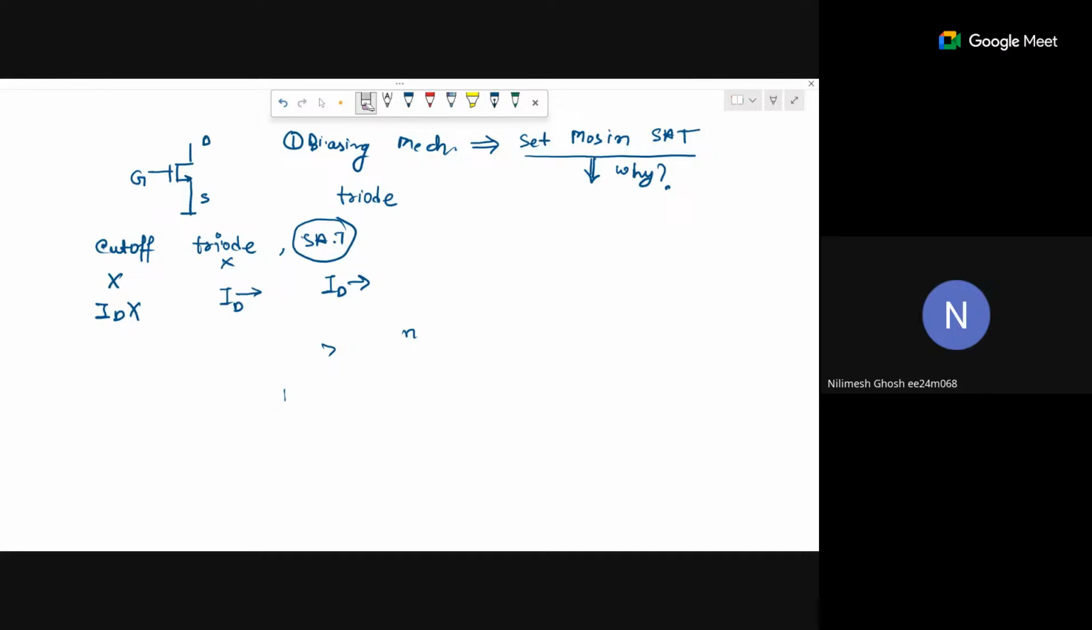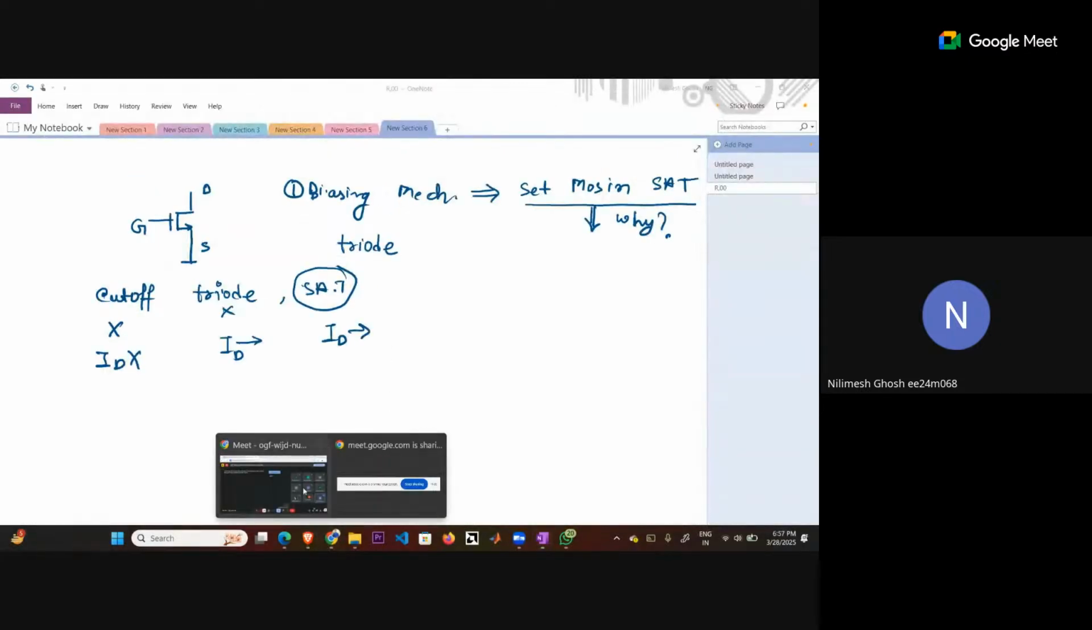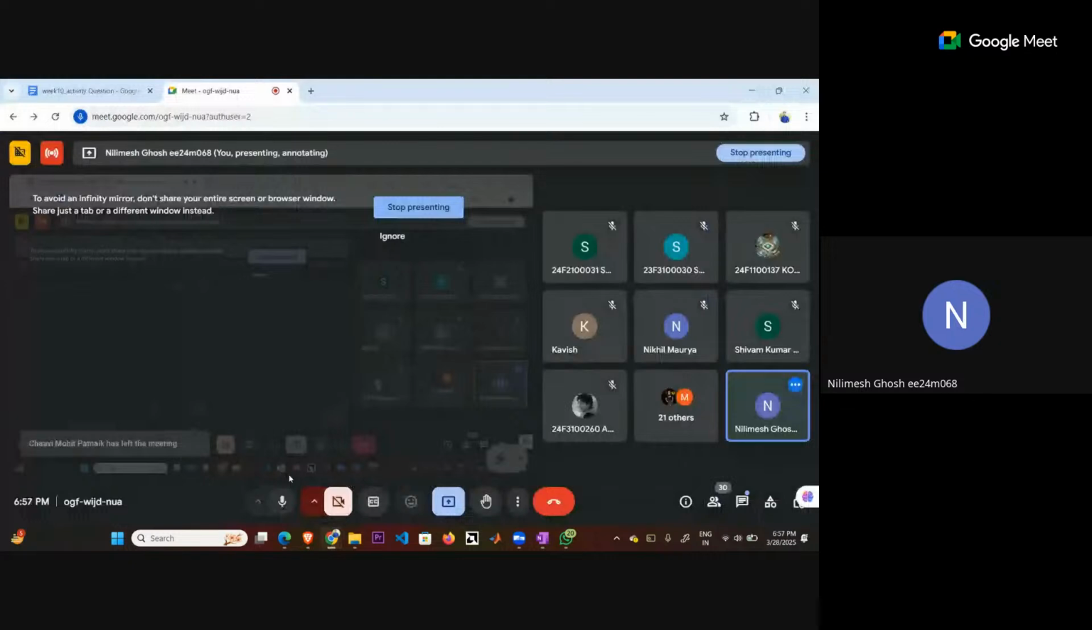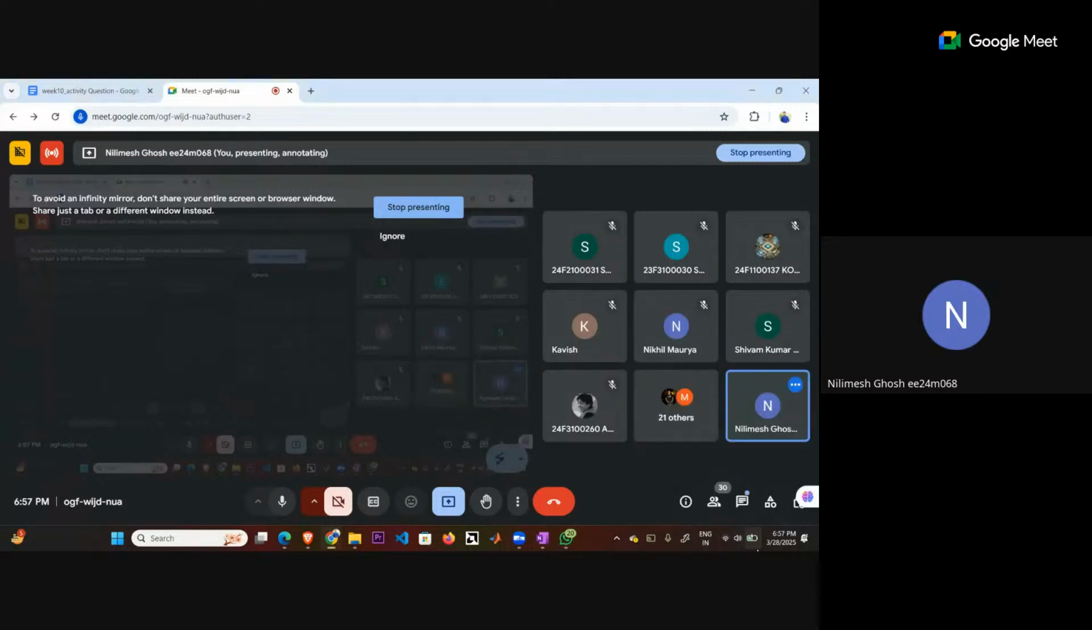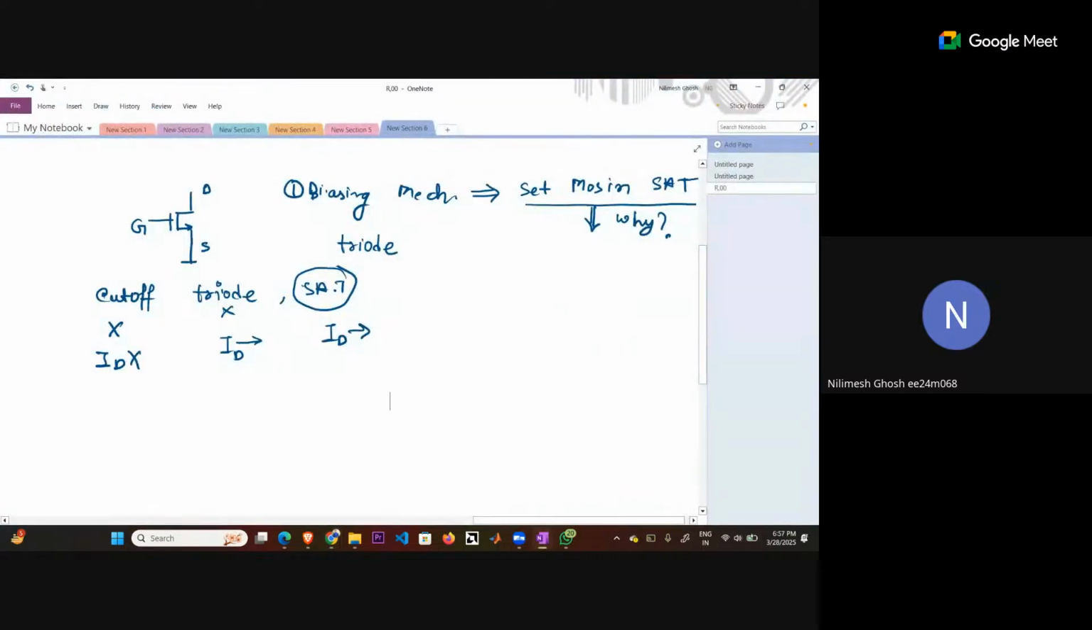The answer is, we have to step back a little bit. Why did we start using MOSFET? You guys already answered those questions. Why do we need a MOSFET? For amplification, correct. So for amplification, we need to bias the MOSFET in saturation.